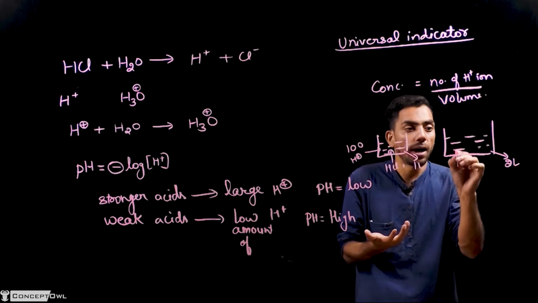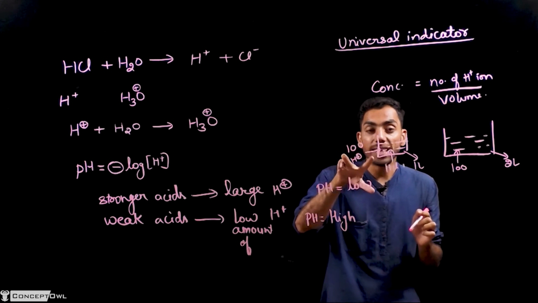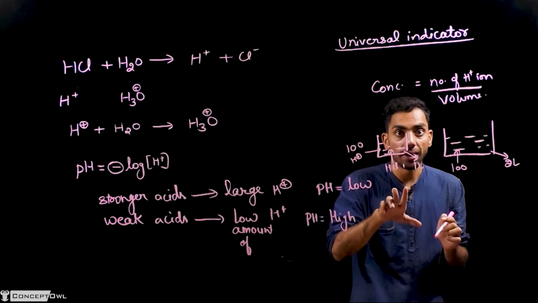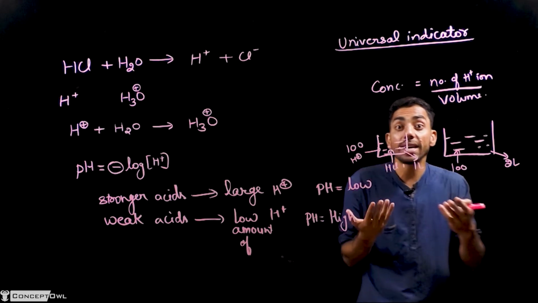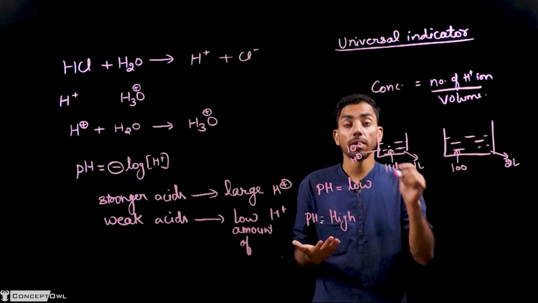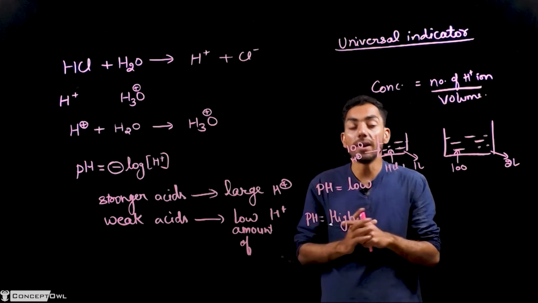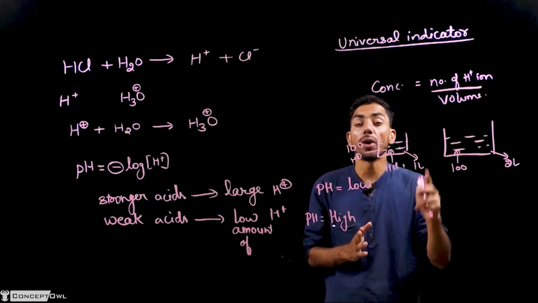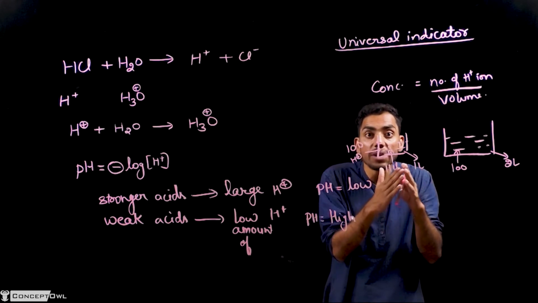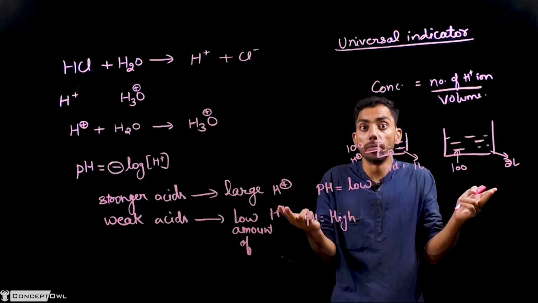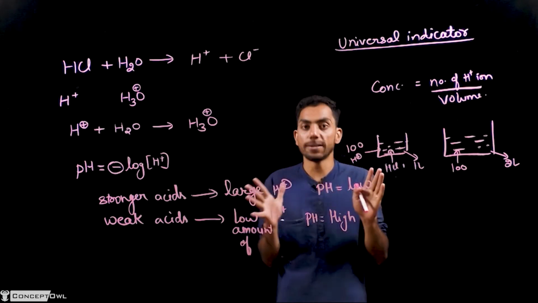Number? 100 only. Clear? So in the first case, 100 H positive ions are present in 1 liter. In the second case, 100 H positive ions are present in 2 liter. In which case is concentration more? First case. Here concentration is high. In 1 liter you have 100 ions. In this case, these 100 ions are divided into 2 liter volume, so in 1 liter you have just 50 H positive ions.